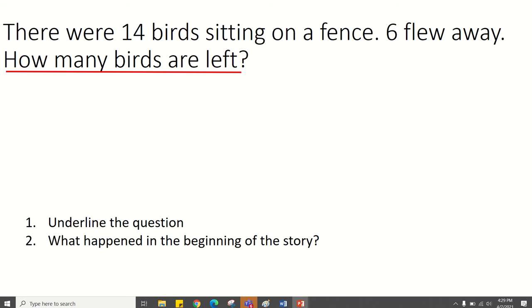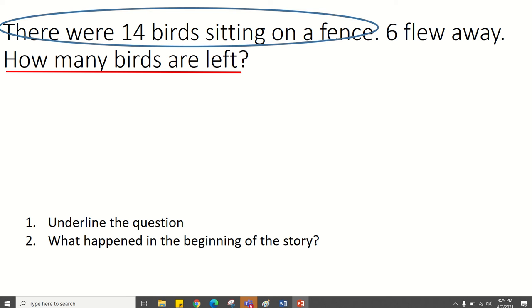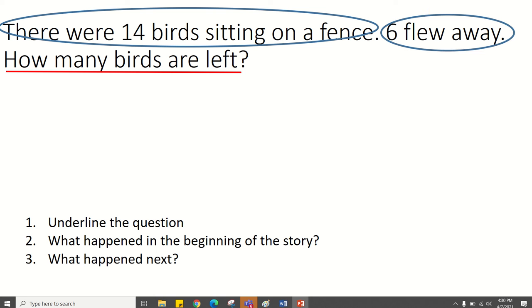Next, we have to find out what happened in the beginning of the story. The beginning of the story is usually the first sentence. There were 14 birds sitting on a fence. Next, we have to figure out what happened next. 6 flew away. Do I add or subtract to answer my question? Do you see any key words that might tell us we have to subtract?